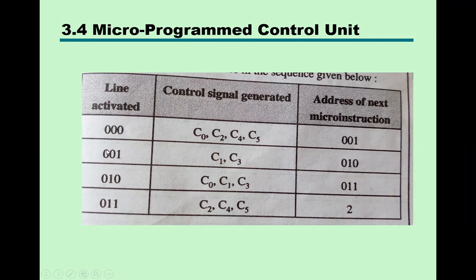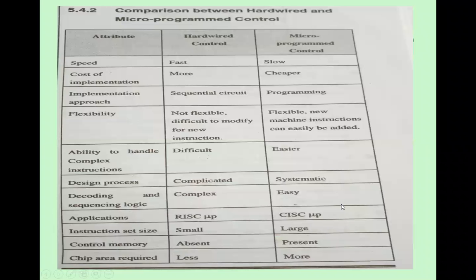So at 001 there is another instruction. For that instruction, C1 and C3 are activated. So after activation, the execution goes on. Next, after the next instruction, and so forth, the execution goes on like 001, then 010, 011, like that. Okay, so it is very simple.